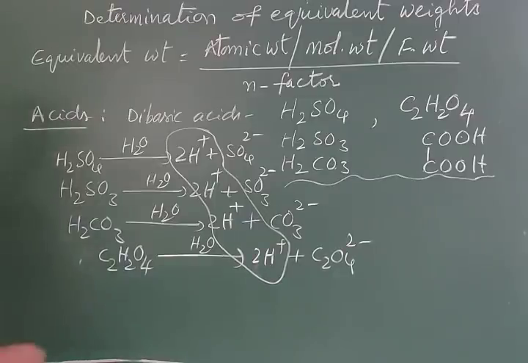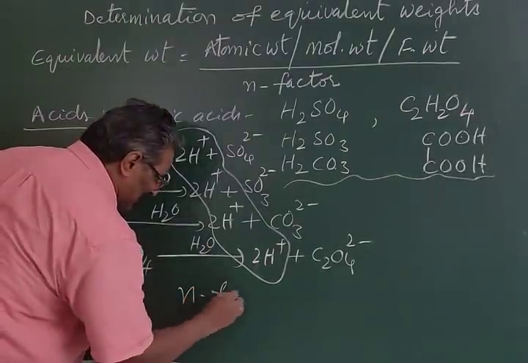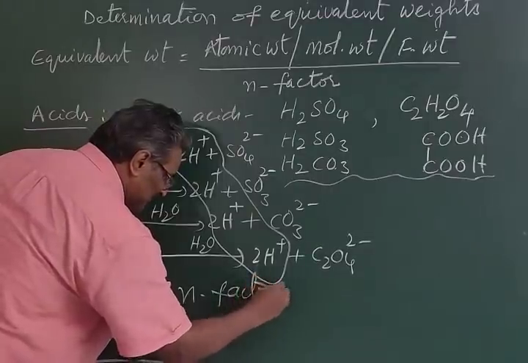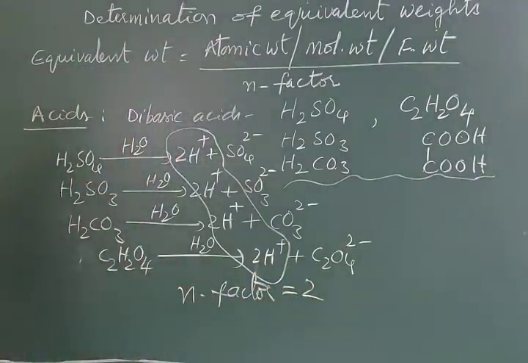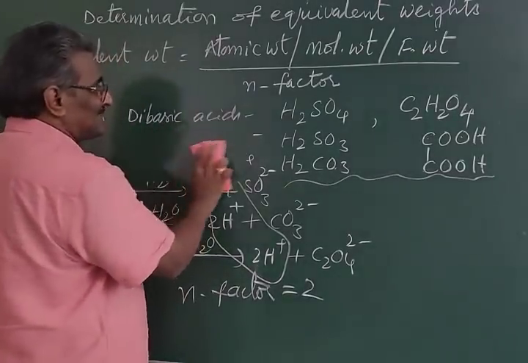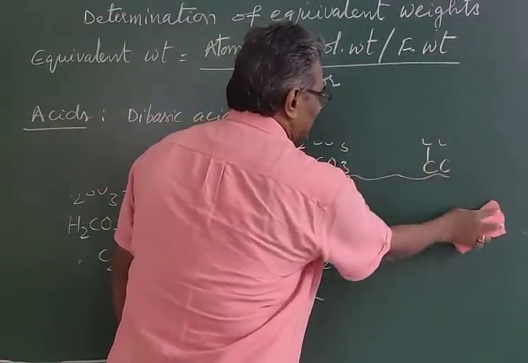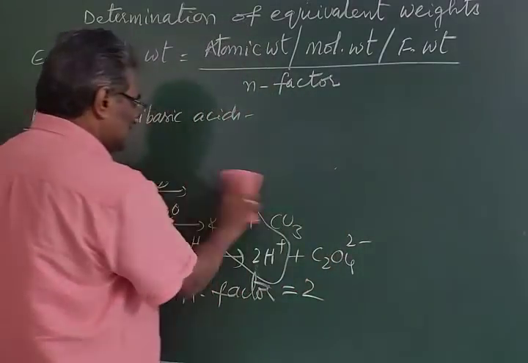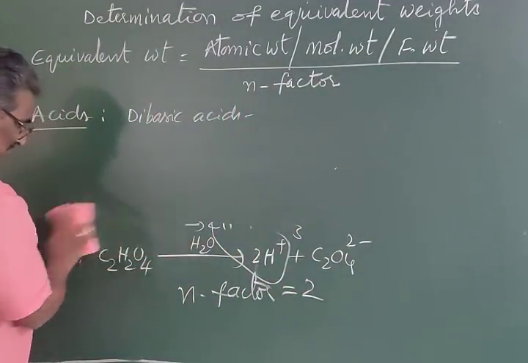For dibasic acids, N factor is equal to 2. What is the N factor of dibasic acids? 2. So, for dibasic acids, equivalent weight is equal to molecular weight by 2.